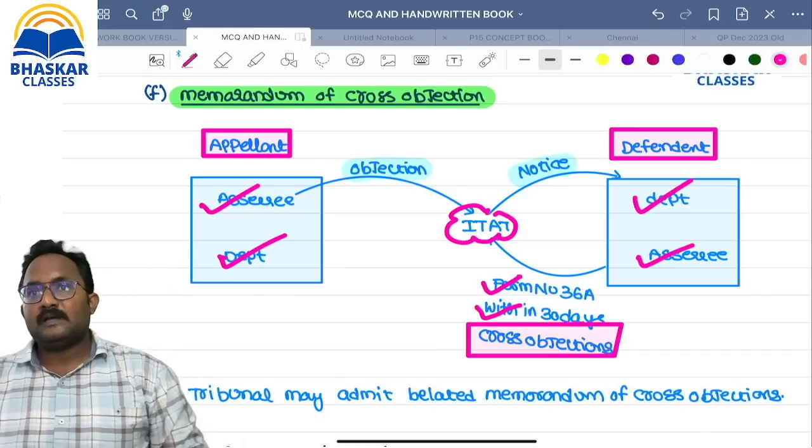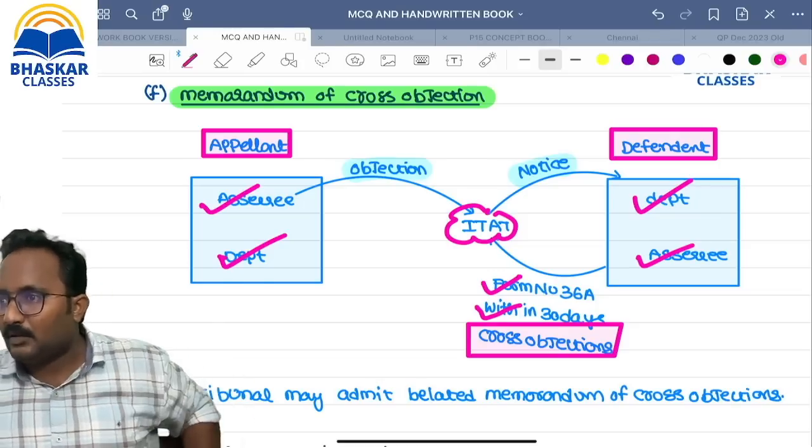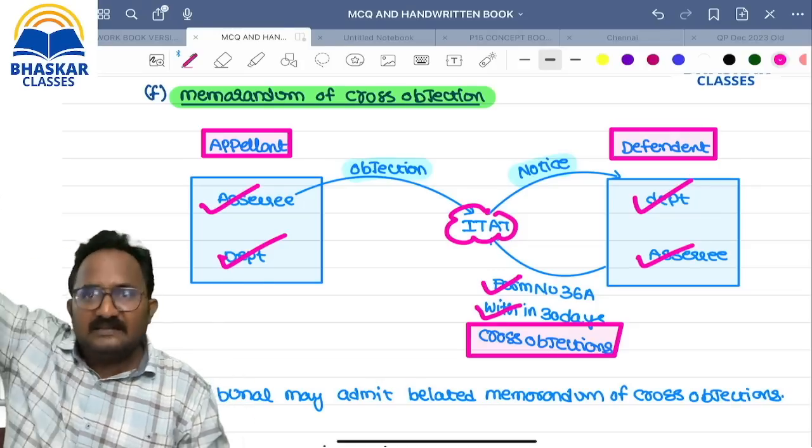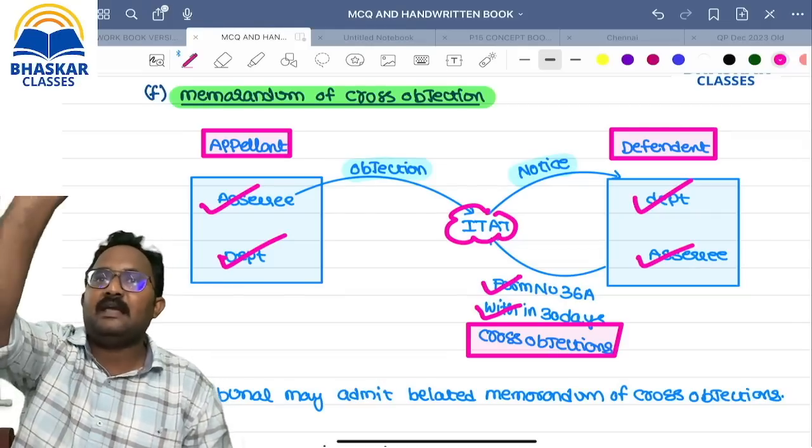No. Sir, one person is giving a complaint against me. If I want to defend myself, do I need to pay any fees? No. The same concept applies here also. They are saying some objection, I want to defend myself, I want to give the cross objection. No need to pay any fees.